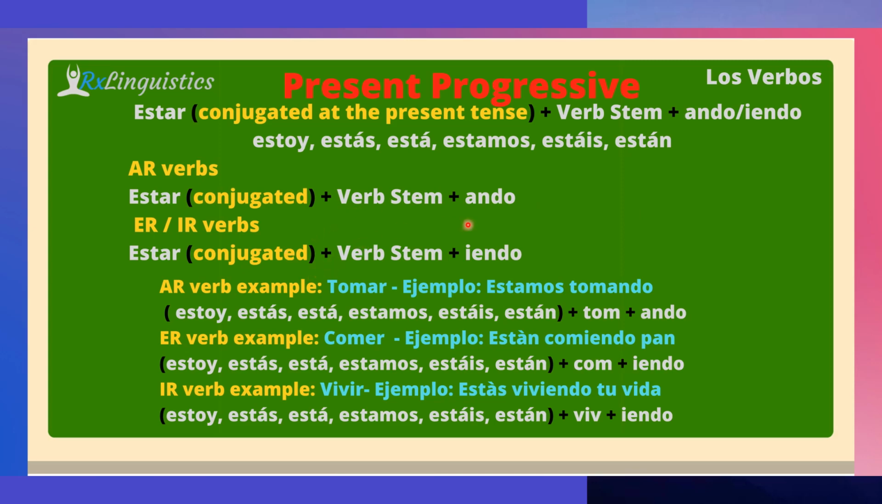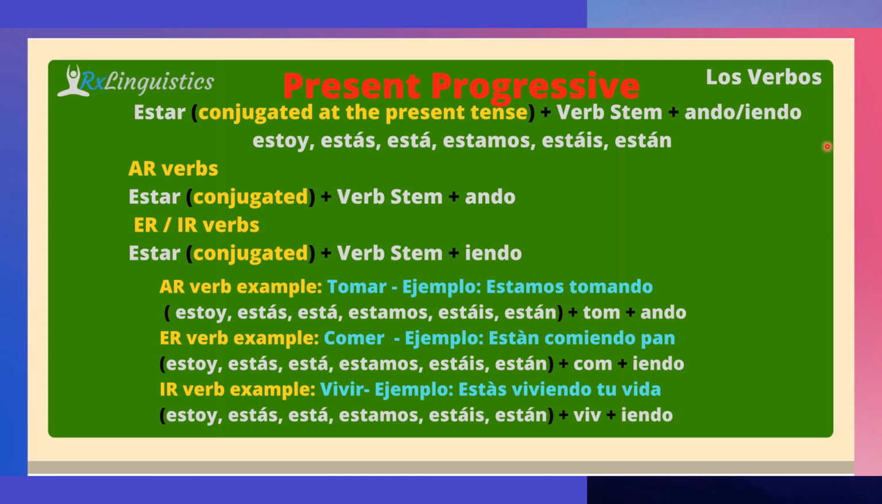If the verb is not AR and it ends in ER or IR, the participle is different. I mean, we're talking about the present participle here. So the present participle is different. It's ando for AR verbs and iendo for ER and IR verbs. So we have some examples here.